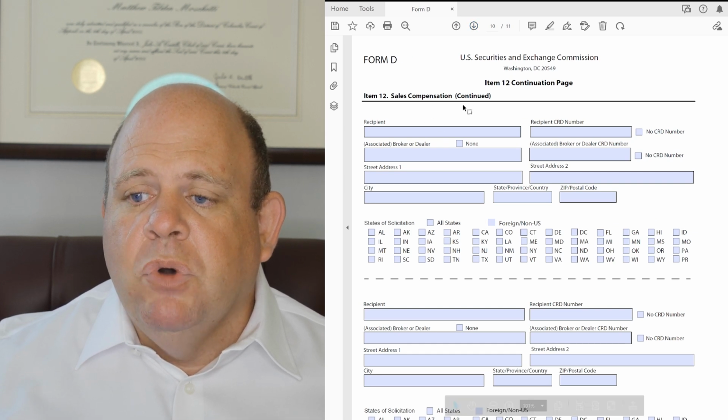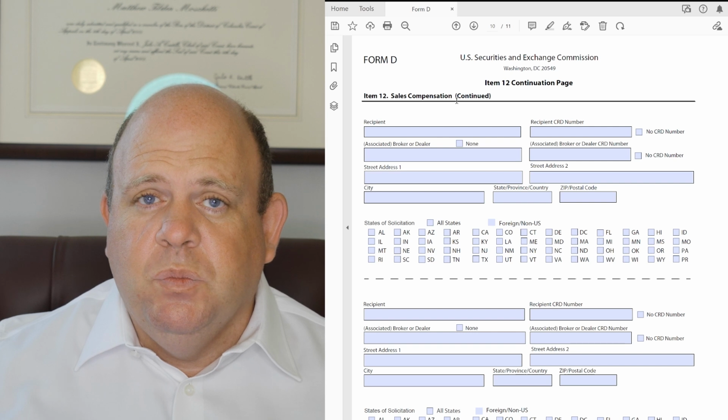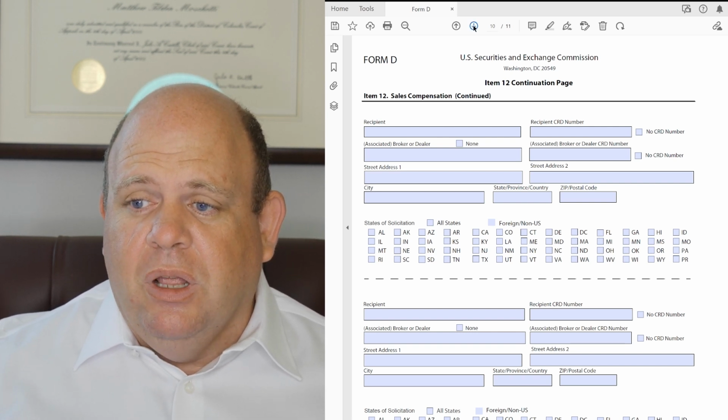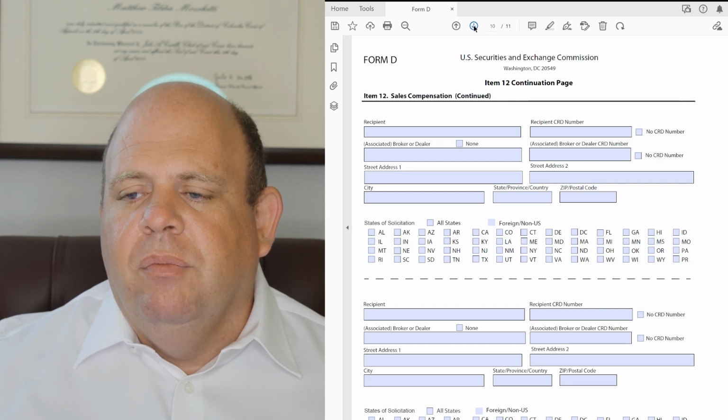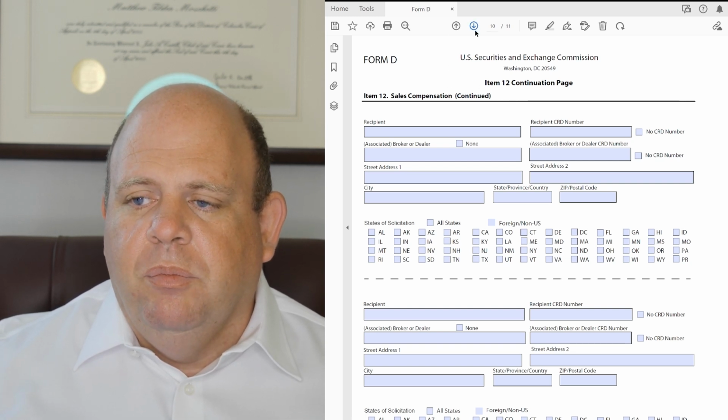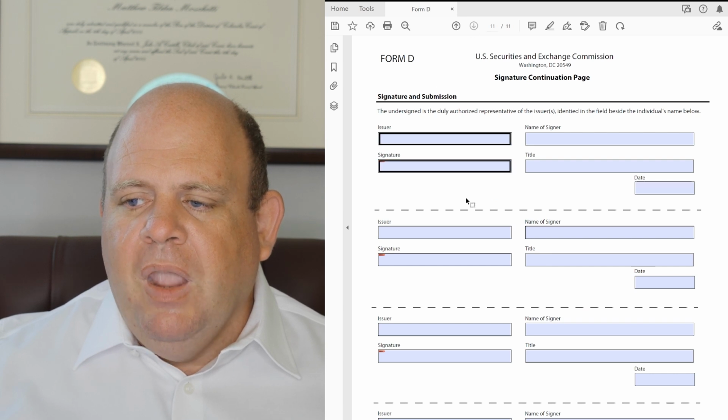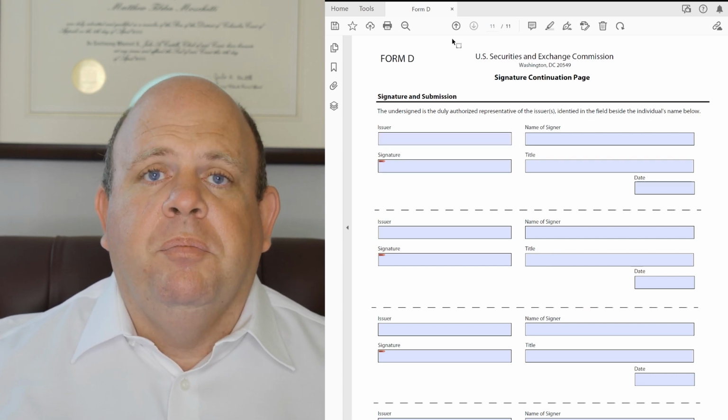And then if there were multiple people paying sales compensation, which I think I've beaten in now, that I would not recommend unless you have a broker-dealer, then this page would be used. And then signatures go here on page 11.